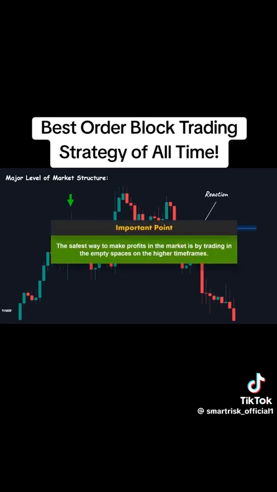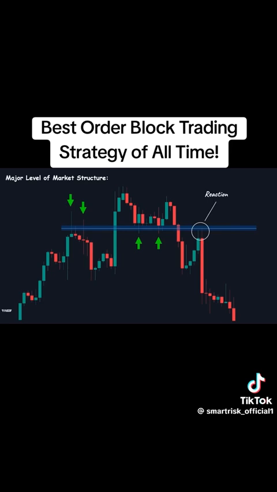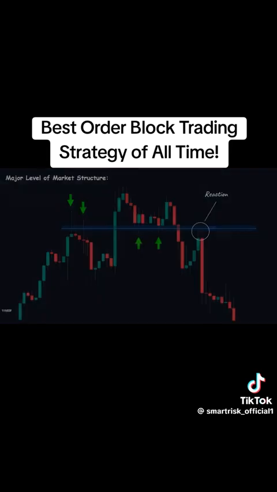The safest way to make profits in the market is by trading in the empty spaces on the higher time frames. The reason is that most price manipulations occur around key levels. Let me explain what I mean.